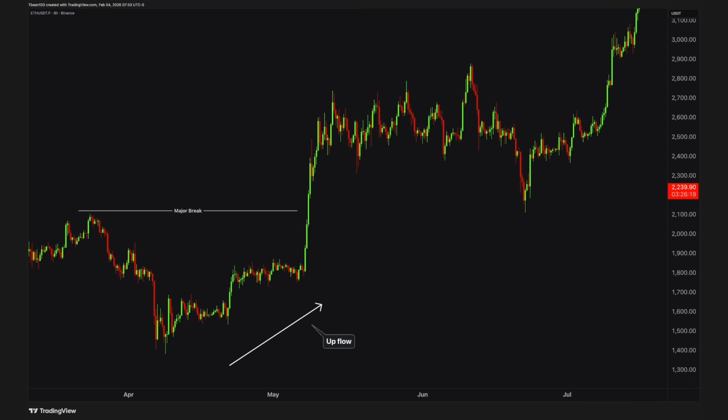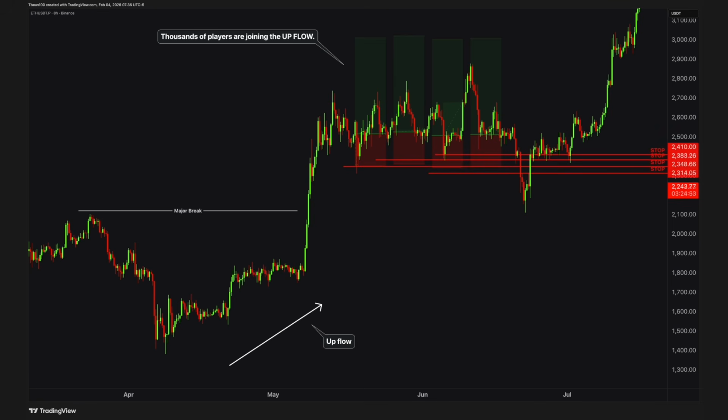On this chart, you can see a big major break that was taken out earlier. Many traders want to follow the direction of the new upward move, which is a very natural reaction. However, all of these newly opened trades, sometimes thousands of them from all over the world, create a heavy concentration of stop-loss orders at similar price levels, as you can see.